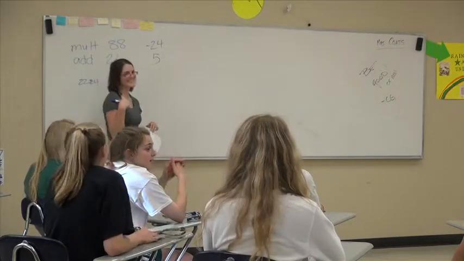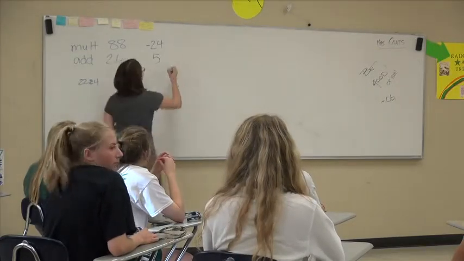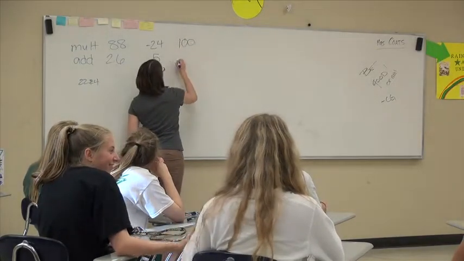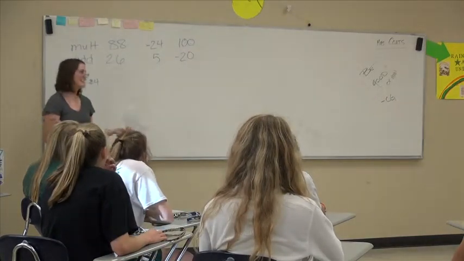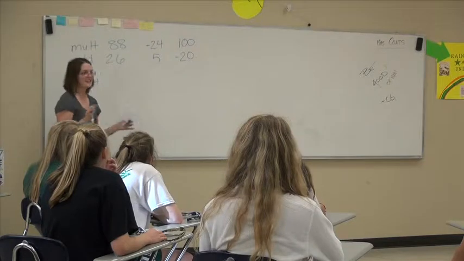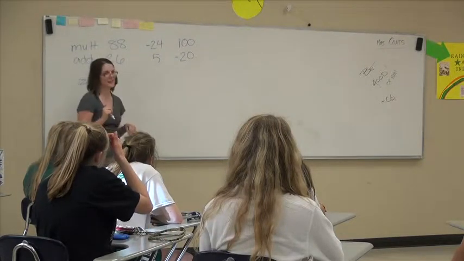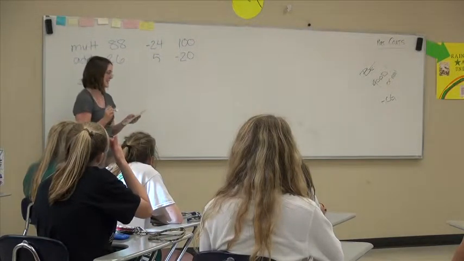Let's say we have two numbers that multiply to 100 and add to negative 20. Okay, so you see this is pretty straightforward, pretty easy. That's our basic steps for factoring, right? That's one of our basic things.